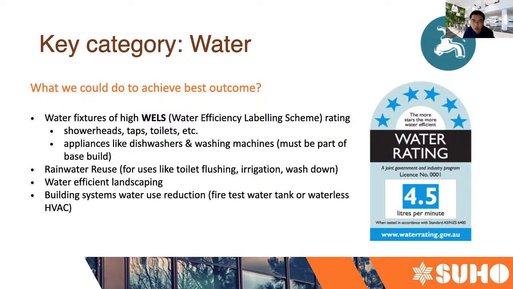The other point for water is that sometimes water efficient landscaping is also important. If you have landscaping which is drought tolerant and native plants, then you can achieve 1 point in terms of water. The last thing is we try to reduce the water use in terms of building systems. Examples of that are a fire test water tank or a waterless HVAC system.